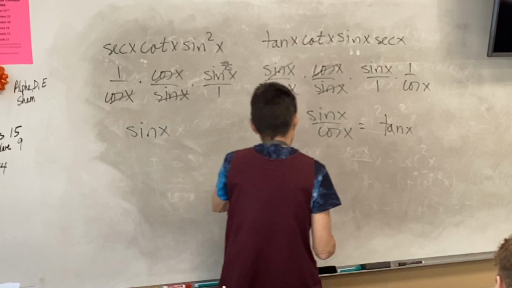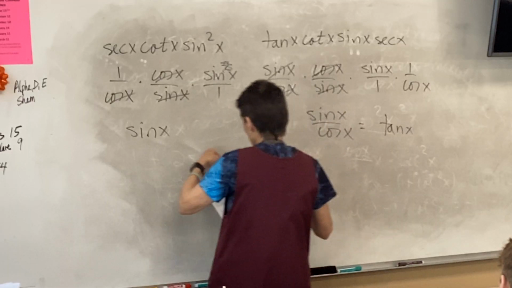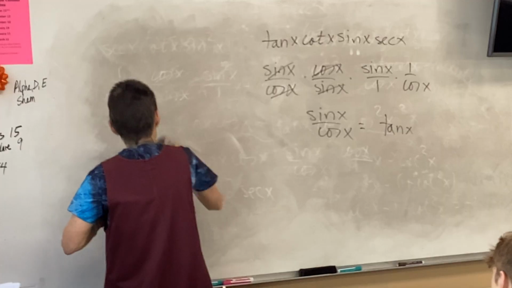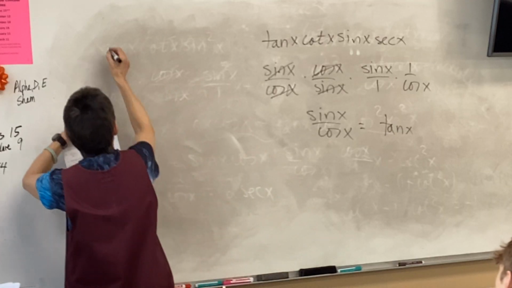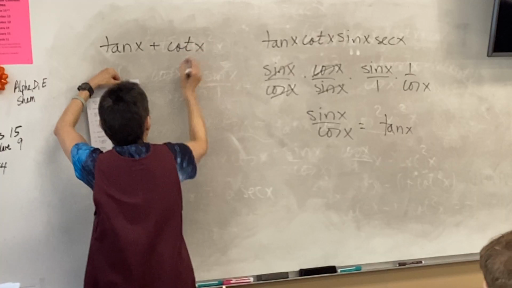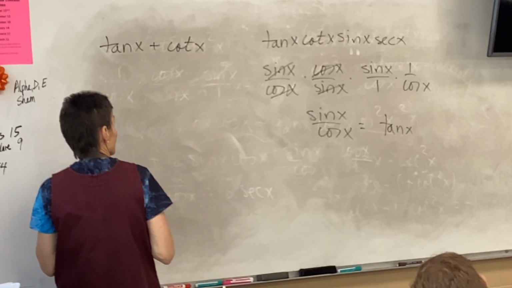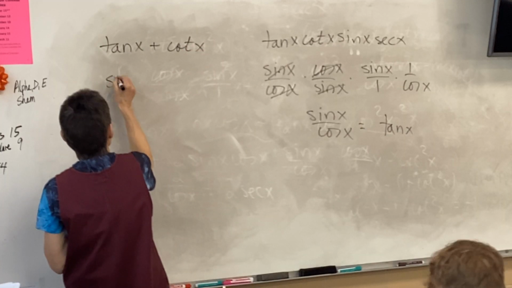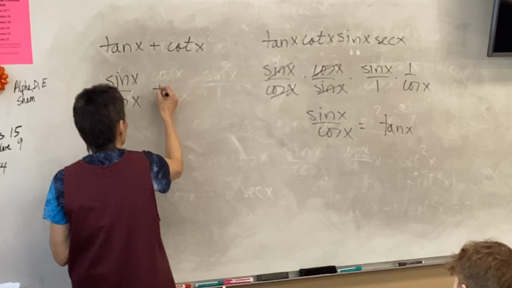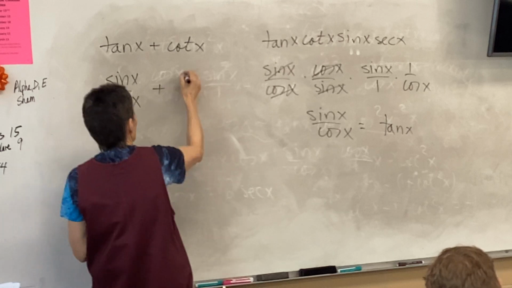All right, number 12. This one's a little different because it looks like it has a plus sign in it, but we're gonna approach it pretty much the same way. So what's the first thing you're gonna do? Sine over cosine. This time plus cosine over sine.